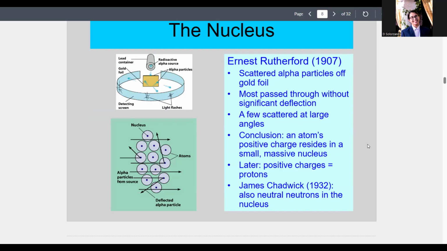And because alpha radiation is positive, they were hitting something positive. Because if they were hitting something that was negatively charged, then they wouldn't really move too much, or they'd kind of be attracted to it.